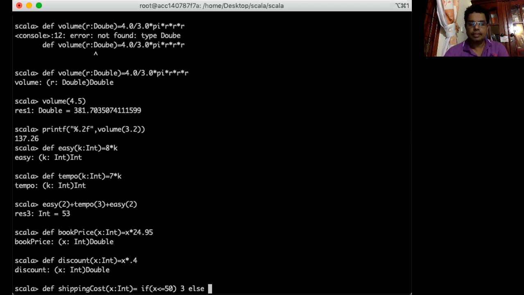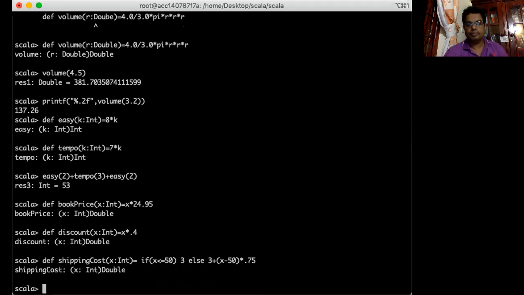Else the price is 3 plus x minus 50, that is how many copies greater than 50, multiplied by 75. So that is how my function looks. Let's check whether my shipping cost function works.